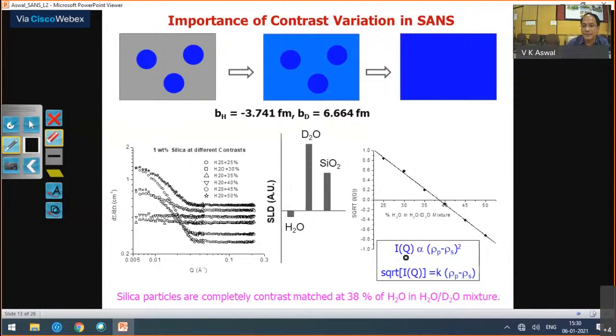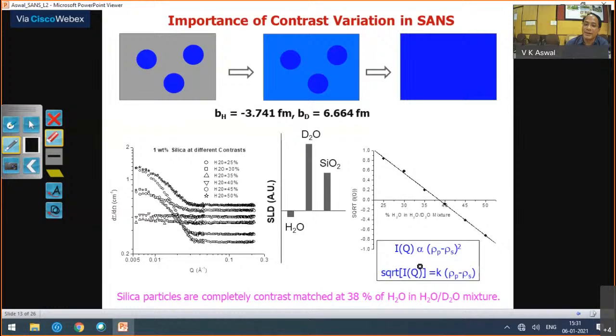basically, you know, your scattering intensity is proportional to the contrast term. And if you take a square root of this, then some constant, and then it will be rho p minus rho s. So if you are systematically changing the contrast, then there will be a contrast point where your rho s will become larger than rho p, and then your square root of I could be negative, and that's how you get. So basically the profile will not change because your system is the same, only your contrast term is changing.